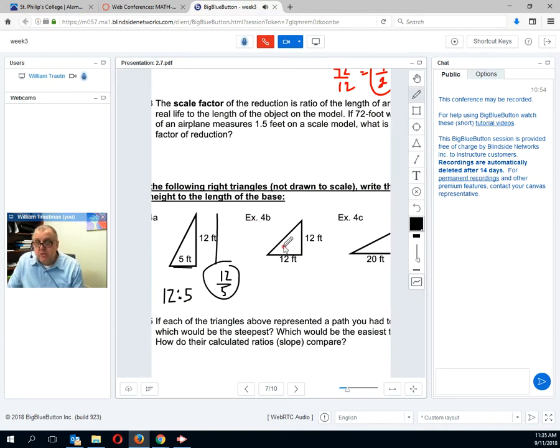So for this one, the height, once again, is 12, and the length of the base is 12. 12 divided by 12 is just 1 over 1. So keep all ratios in a fraction. 1 over 1 equals 1, but we want to keep it in the fraction so we know it's a ratio.